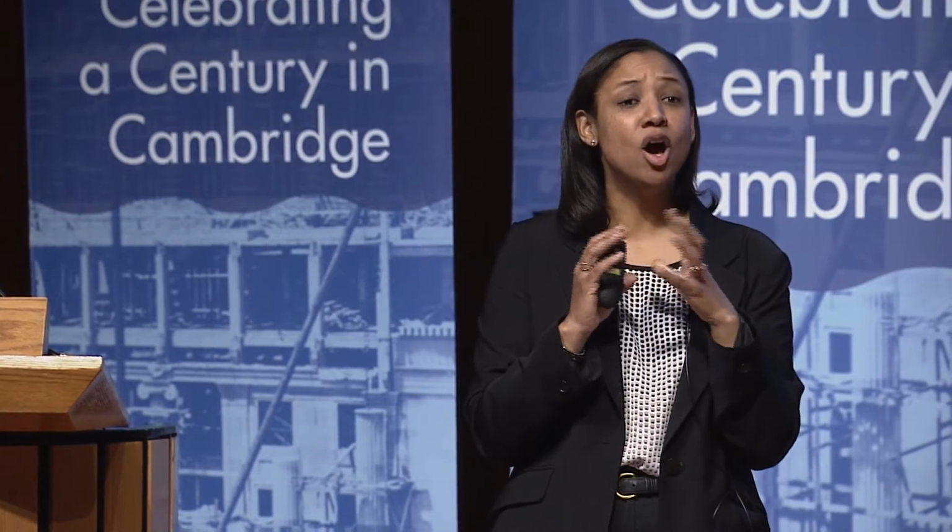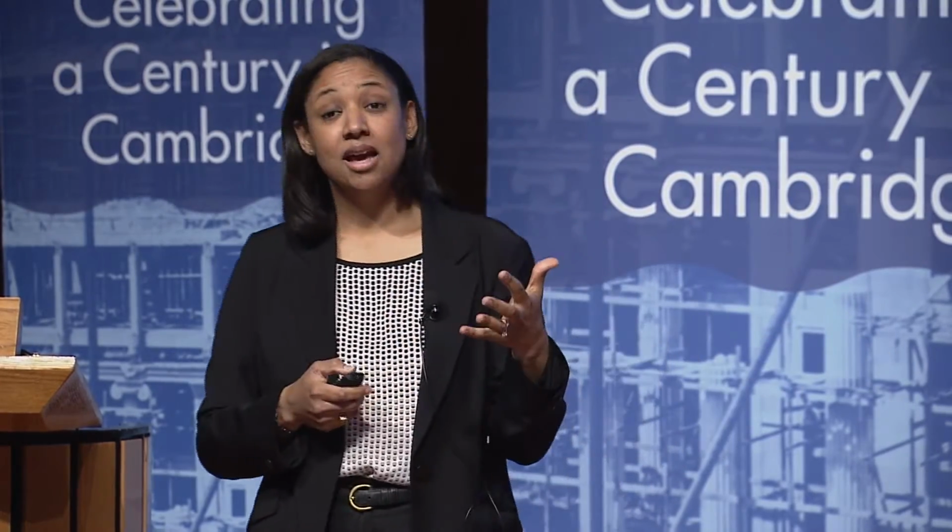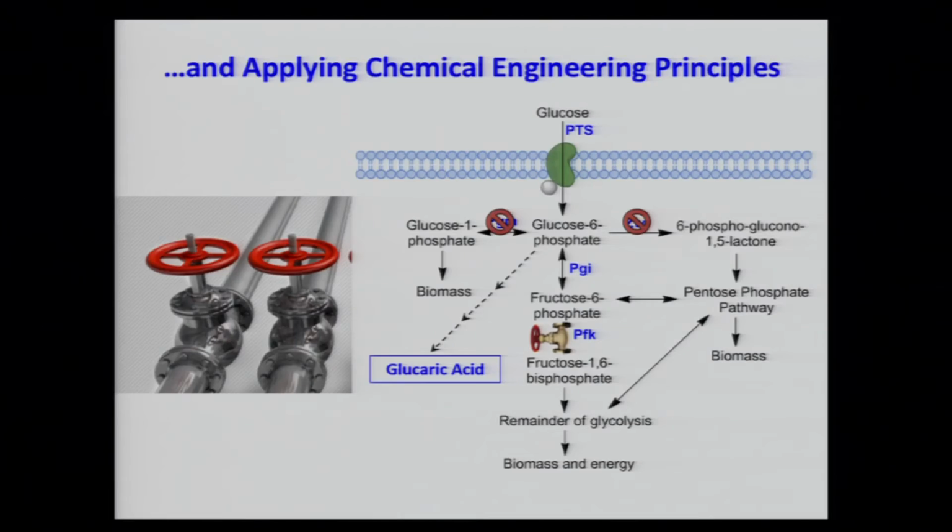We've been able to apply other concepts of chemical engineering to biology. In chemical engineering, we talk about pipes and flows, where we can actually use valves to direct the way the material flows from one place to another. We've extended this concept to biology and actually been able to construct systems to allow us to direct how metabolites flow inside of a cell.